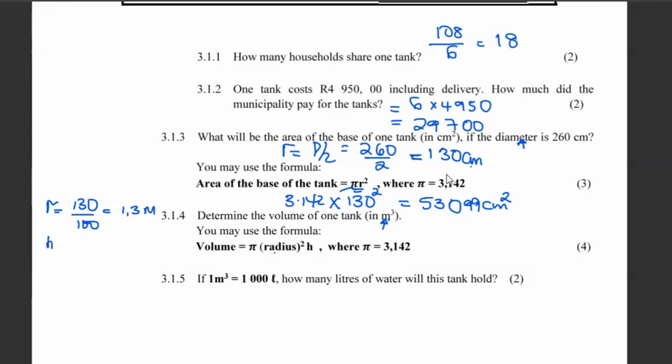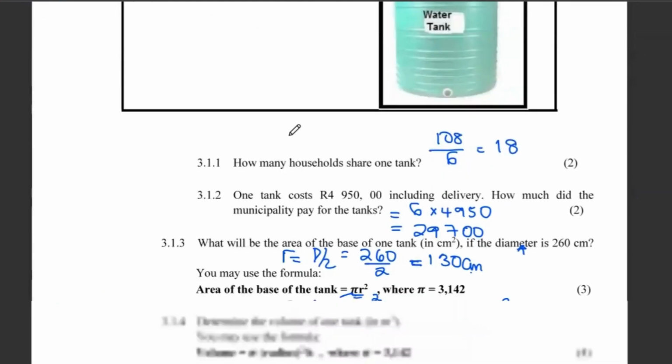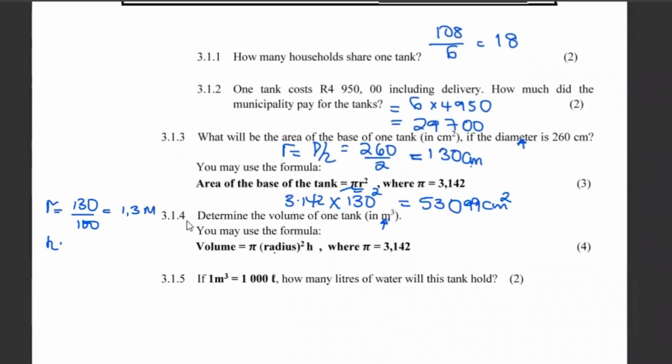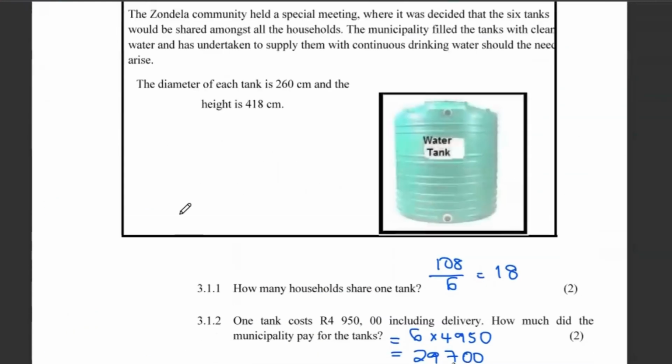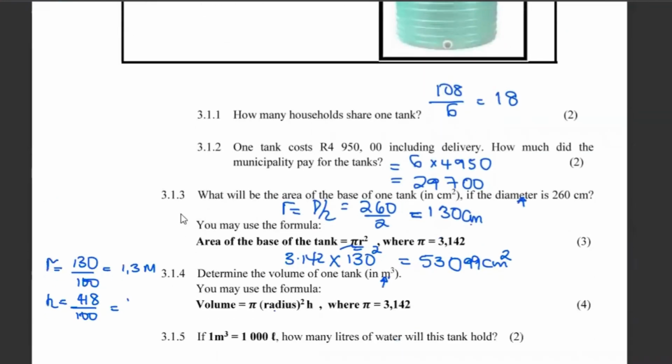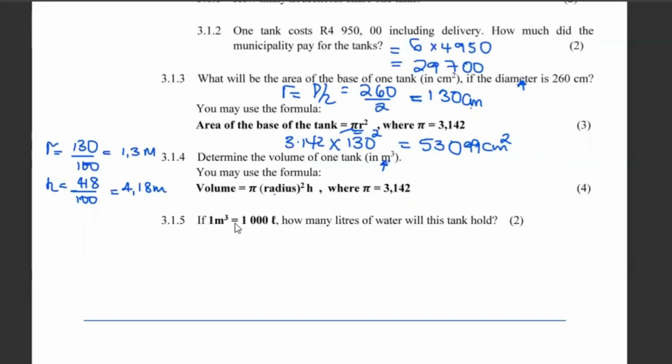What about the height? Remember the height, they told us it was 418 centimeters. I need to change that to meters. I divide by 100, whereby I get 4,18 meters. So I'm good to go. First thing you do, they want me to find the volume of one tank. They want the answer in meters. Check your units. If they are not in meters, change them to meters. This is what I was doing here. Centimeters to meters, we divide by 100.